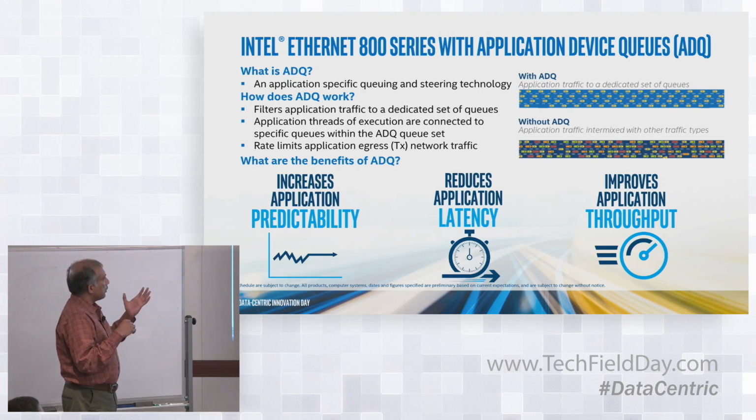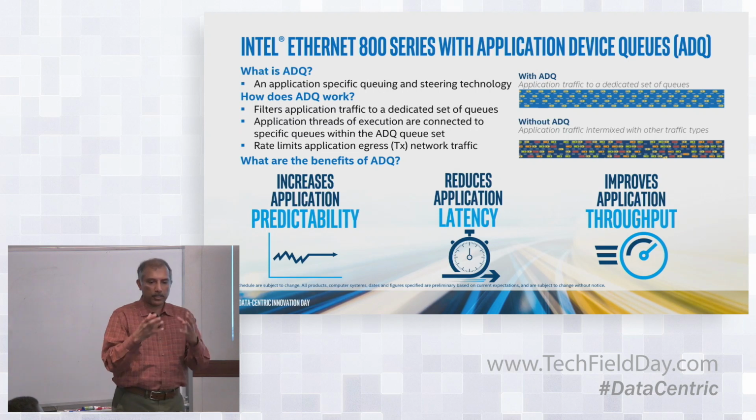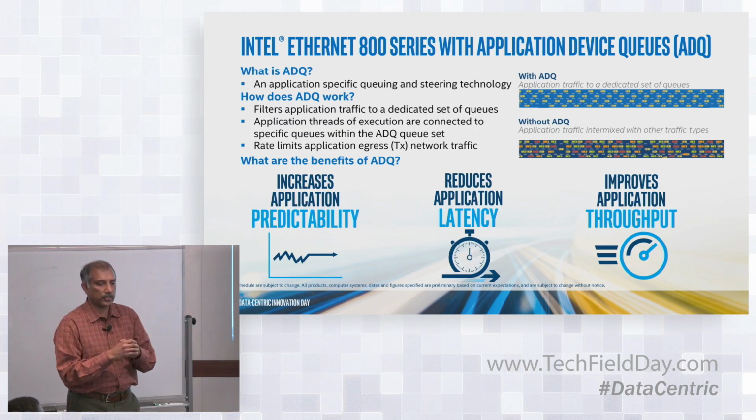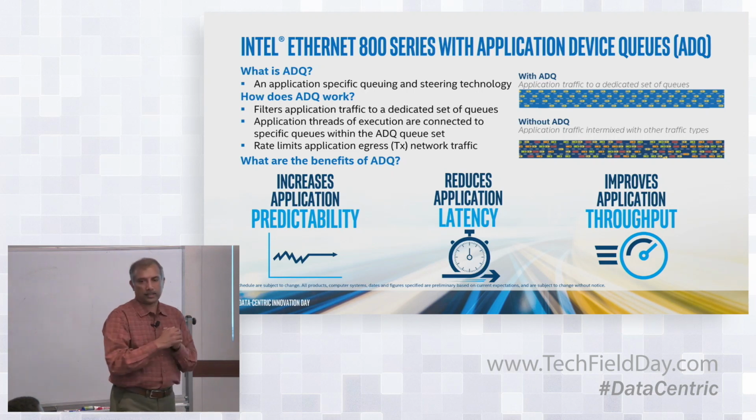In addition, you can rate limit at an application-specific level the egress traffic from the application. You can say, hey, I'm running this application, I've dedicated ADQs to this, and I want it to run at, I mean, this 800 series is a 100 gigabit controller. So you can say, I want that to get only 25 gigs as an example, right?